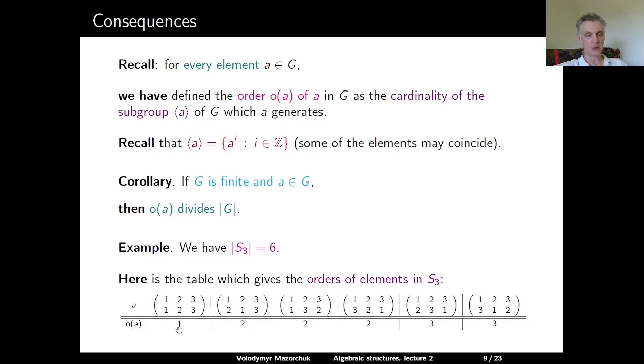So the identity element has order 1, that divides 6. We have 3 transpositions, 2, 1, 3, 2, and 1, 3. So these are transpositions. When we square them, they become identity. So their order is 2. 2 divides 6. And we have 3 cyclic permutations, 2, 3, 1, and 3, 1, 2. So they become identity only when we take them to the 3rd power. So their order is 3. 3 divides 6. There are no elements in S3 of order 4 or 5, because 4 and 5 do not divide 6. 6 divides 6, but still we do not have any element of order 6 here.